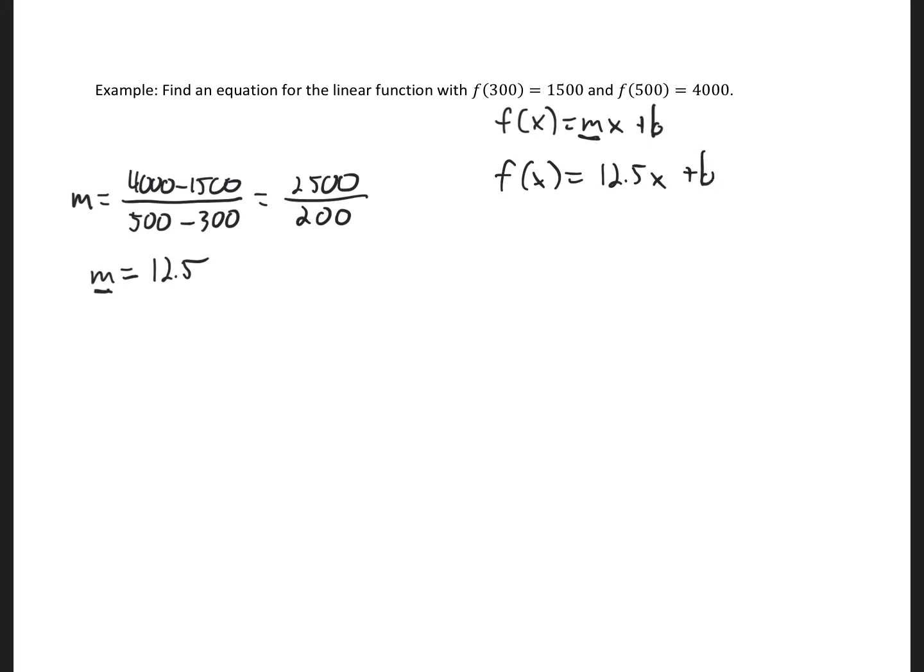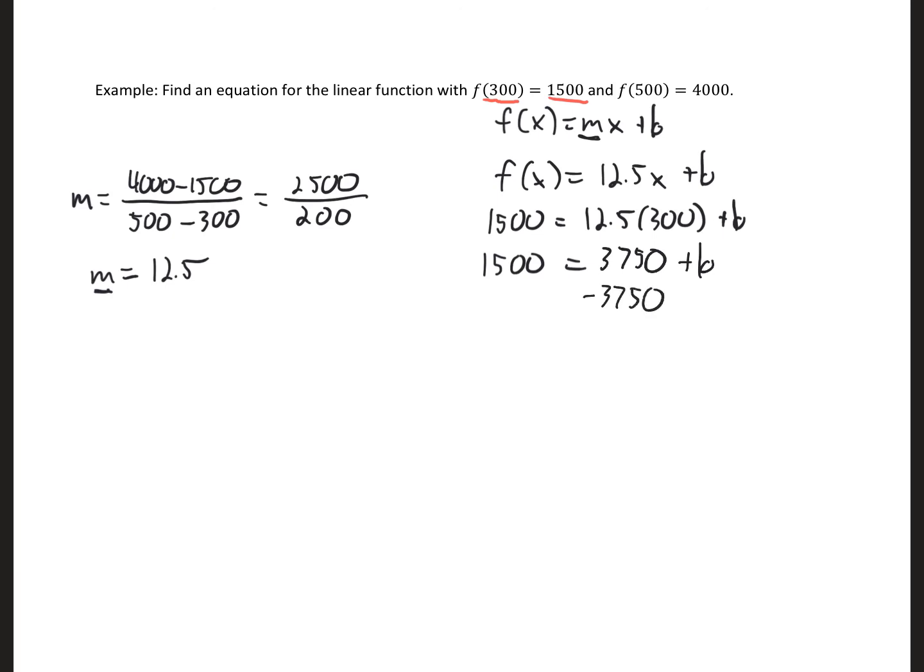To find b, we can use either one of our points to work backwards. If we use the first point, we know that when we input 300, we should get an output of 1,500. So let's use that point and work backwards to find b. 1,500 equals 12.5 times 300 plus b. Using some algebra to work backwards, 1,500 equals 12.5 times 300, which is 3,750 plus b.